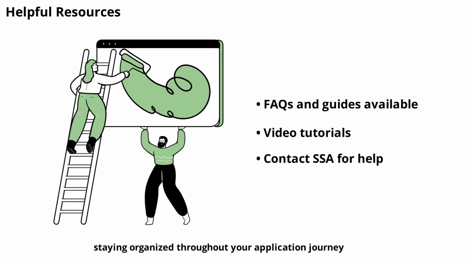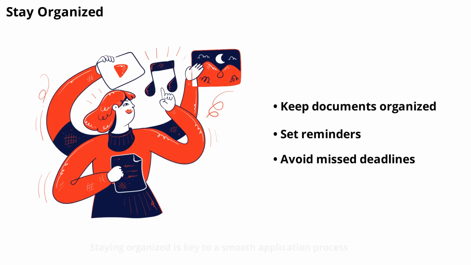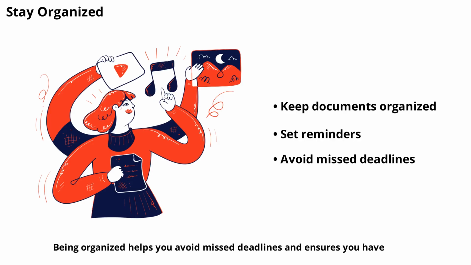Next, let's discuss the importance of staying organized throughout your application journey. Staying organized is key to a smooth application process. Keep a folder with all your application documents, confirmation numbers, and correspondence. Set reminders to check your status and respond to any requests from the SSA. Being organized helps you avoid missed deadlines and ensures you have everything you need if you need to appeal or provide additional information.